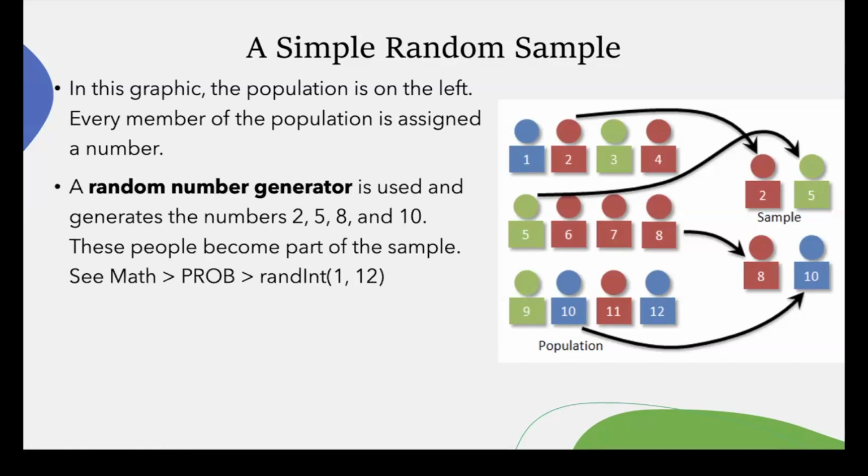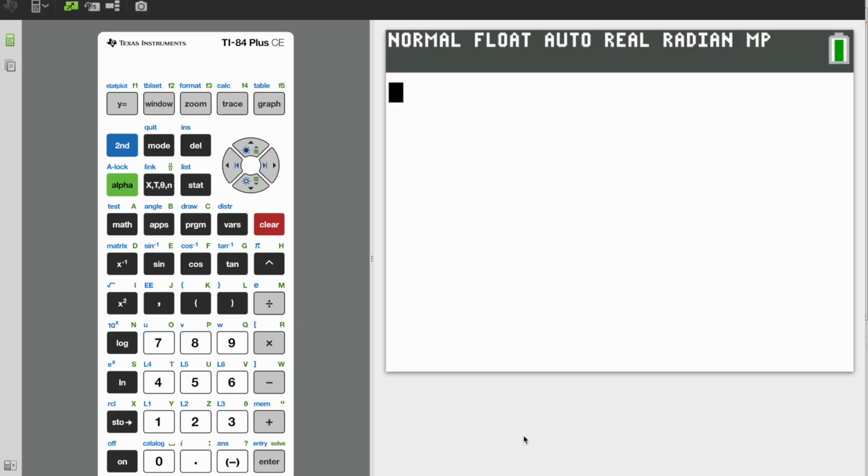A random number generator is used and generates the numbers 2, 5, 8, and 10, and they become part of the sample. And I do want to show you how you can use your calculator to do random number generation. This is actually not something we're going to be doing too much of this semester, but it's an interesting feature on your calculator if you wanted to try it out and just get an idea of some of the things that your calculator is capable of.